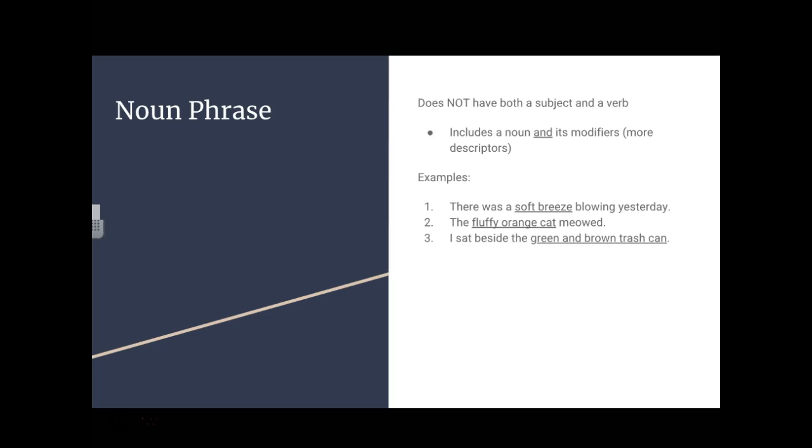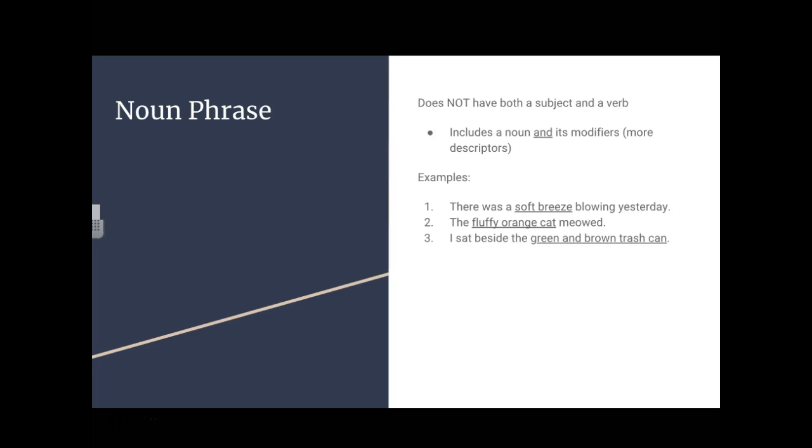The fluffy orange cat meowed. Someone tell me what the noun is. Raise your hand, please. Tessa? What's the subject of the sentence? The cat, okay? Now, what is the noun phrase or the group of words next to it that gives me more details about that nice little kitty? Fluffy orange, okay? Do you see how easy this is? You want to use these when you're writing so that you can give more detail.